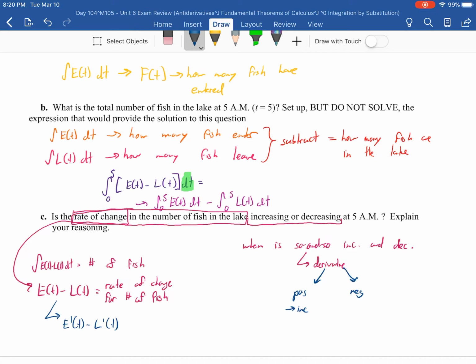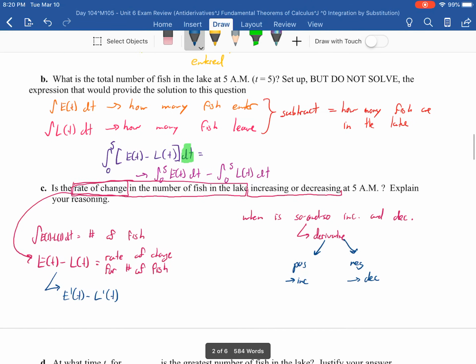So positive, it's increasing. If it's negative, it's decreasing. Well, it's asking us, is it increasing or decreasing at 5 a.m.? So we have to determine, is it positive or negative at 5 a.m.? Well, we've been told in previous problems that 5 a.m. means t is equal to 5.